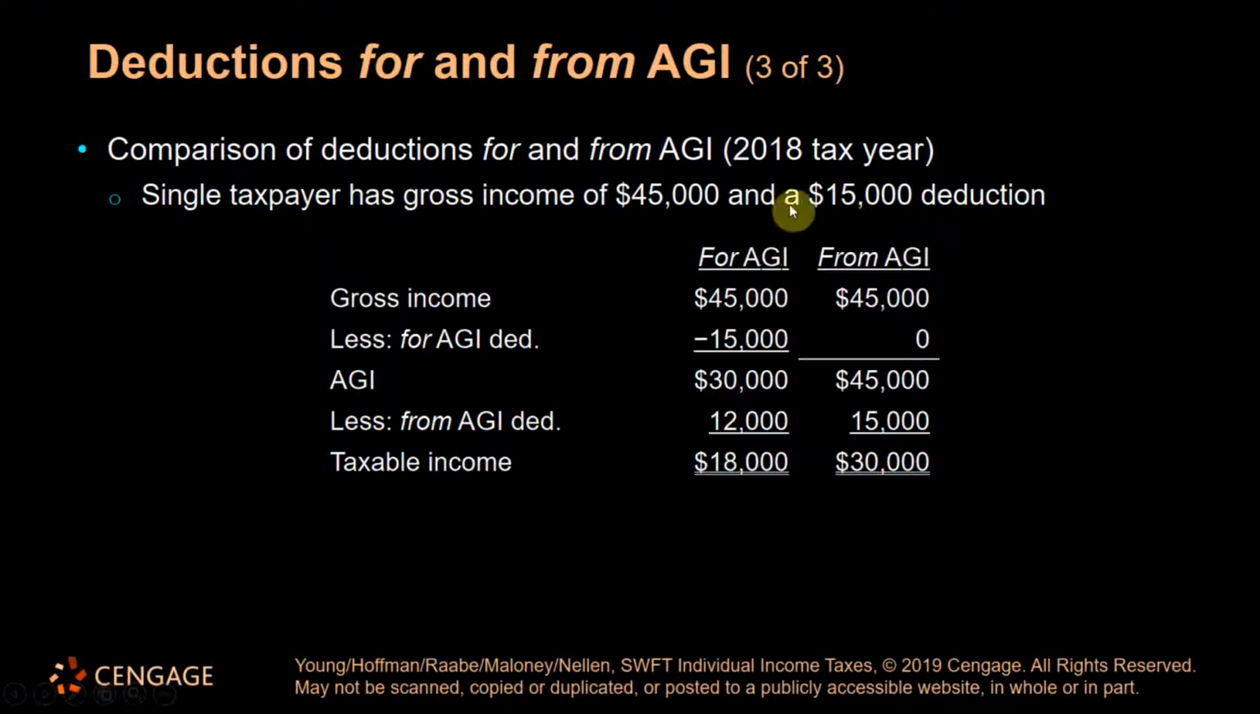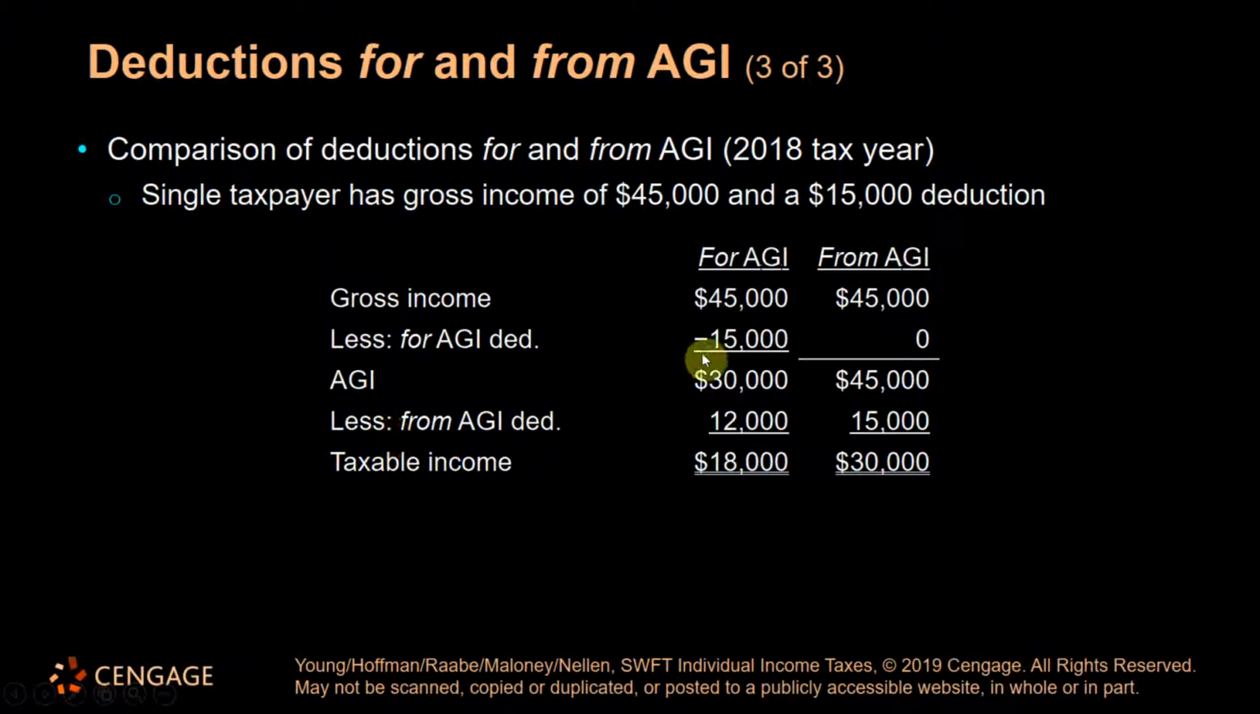So here's a comparison of deductions for AGI and from AGI. Again, if it's for AGI, it actually determines adjusted gross income. Whereas if it's from AGI, then AGI has already been determined, and these deductions, like on Schedule A, are less significant or less beneficial on a per dollar basis because they don't reduce that threshold that impacts subsequent deductions.